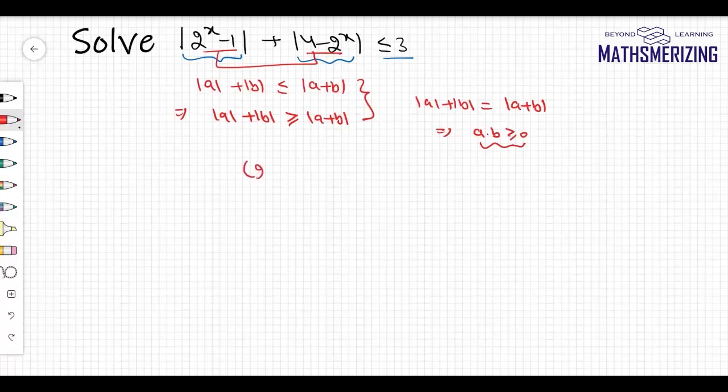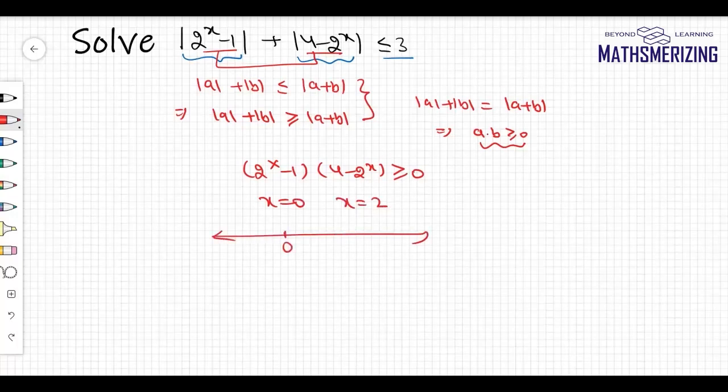So that means here I'll get this condition as 2 to the power x minus 1 into 4 minus 2 to the power x, and this should be greater than or equal to 0. So I'll find roots. So x is 0 and x is 2. I'll put it on the number line. Sign of the rightmost. So this is minus, plus and minus. I need greater than 0, which is plus. So answer to this question will be x belongs to included 0 to included 2.